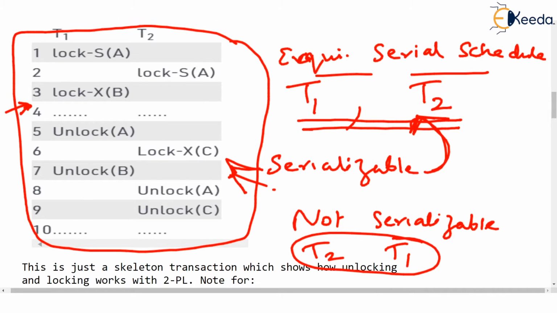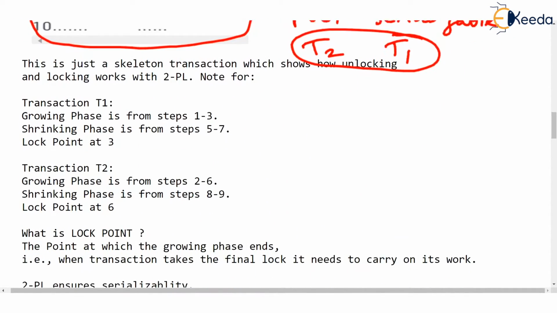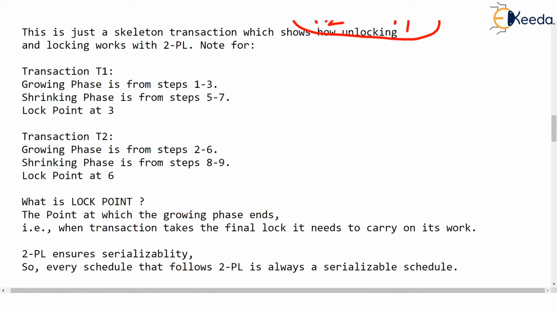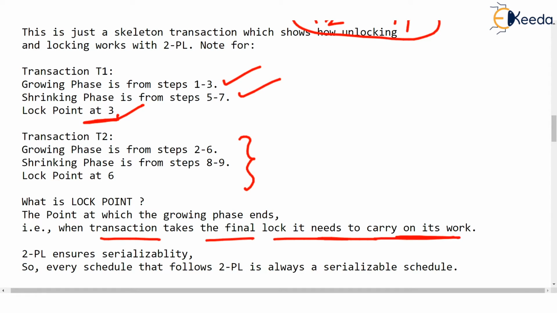So this skeleton has been explained over here. What is the growing phase of T1? What is the shrinking phase? What is the lock point? I said lock point of T1 is 3. Similarly, I have described for T2. I have explained what is the lock point, isn't it? When a transaction takes the final lock it needs to carry its work, that point is known as lock point.